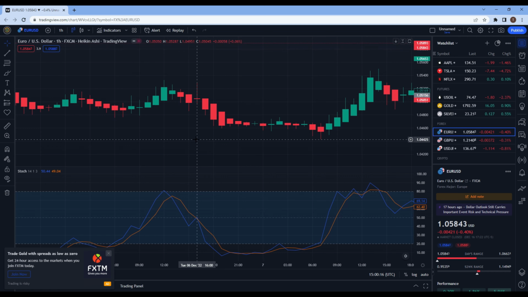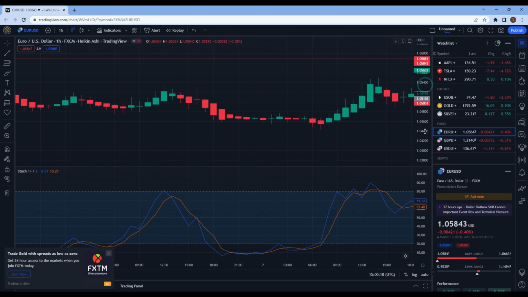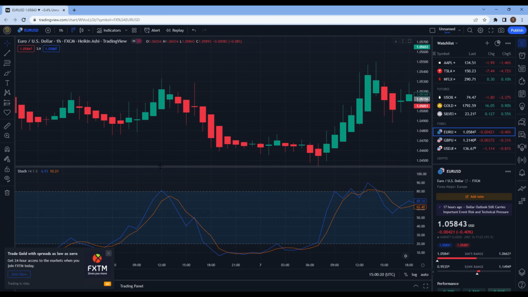Yes, you can see here the stochastic just got out of this 80 line and then again it retraced back. So we have to wait for the red candle also. Our one confirmation is done here, but we are seeing a green candle, so we will ignore this. We will wait. As soon as we see the red candle here, this is our trigger candle for short.